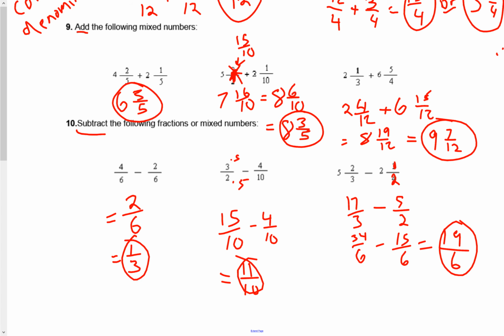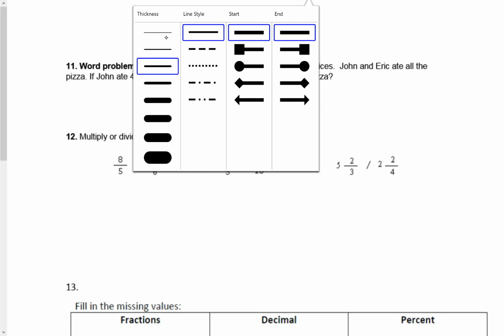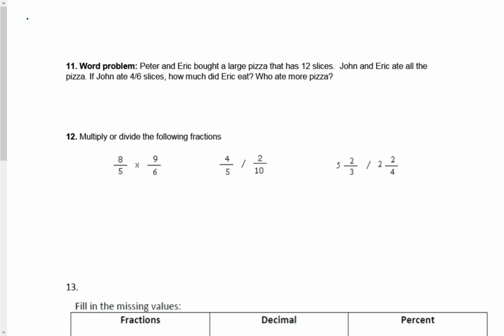Alright, let's go to the last page, last couple problems here. We got a word problem we're going to start off with. So, Peter and Eric bought a large pizza. More pizza. That has 12 slices. John and Eric all ate all the pizza. So if John eats 6 slices, how much did Eric eat? Who ate the most? Who ate more pizza?